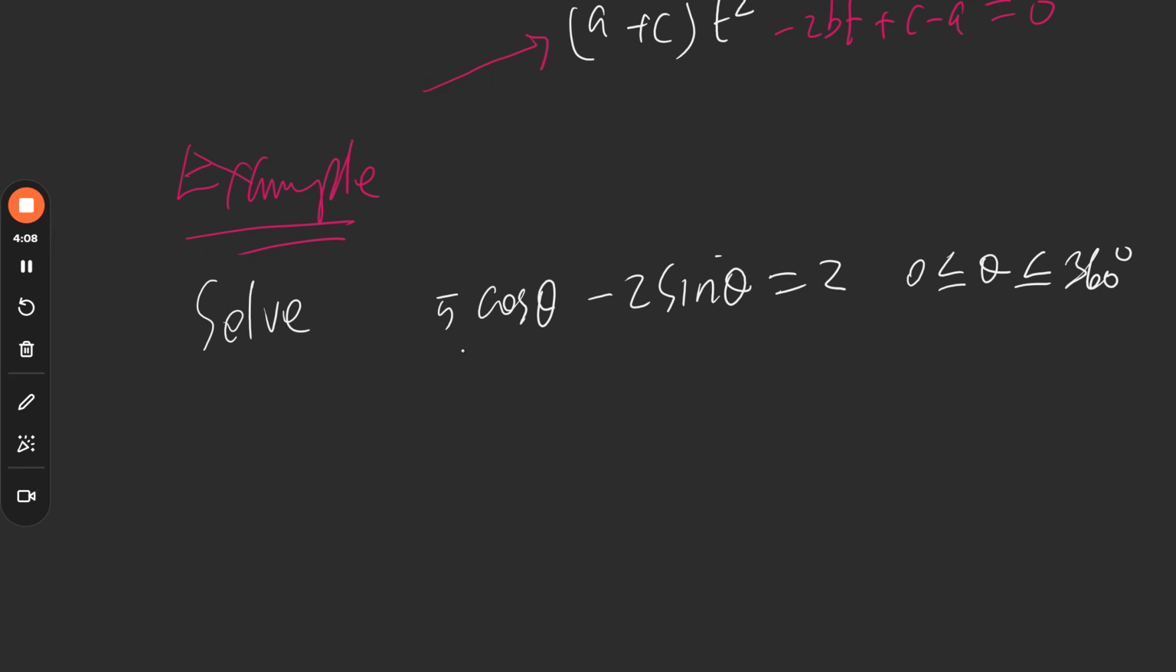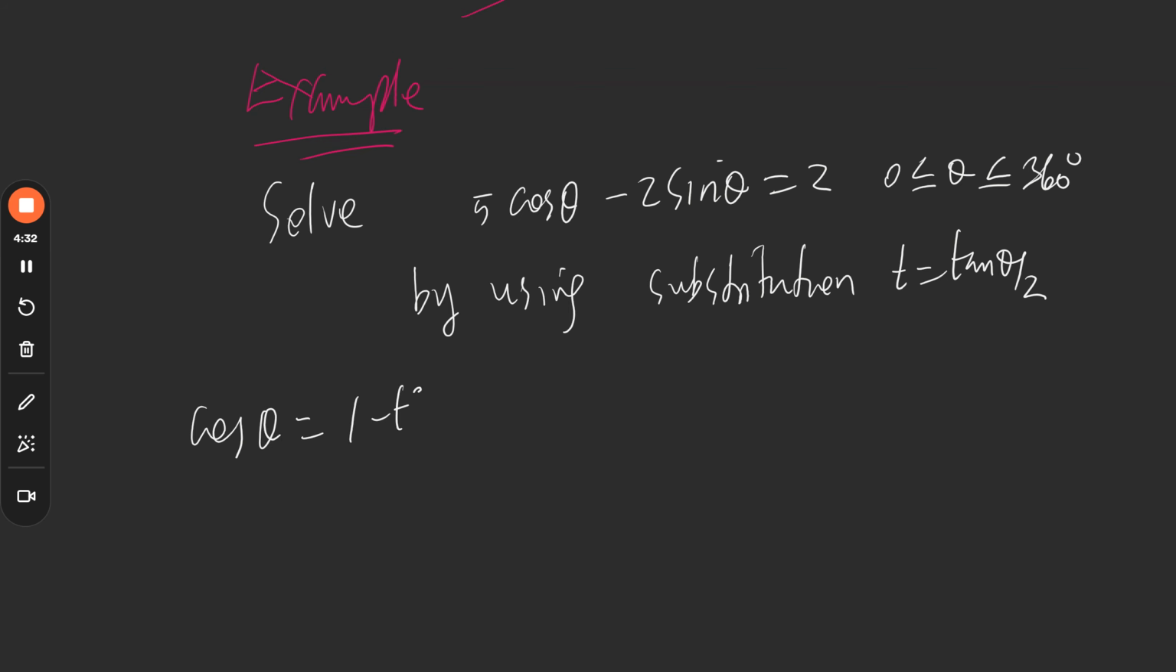We'll be saying, by using substitution, t equals tan theta over 2. So remember the t formula for cosine. We said that cosine theta is 1 minus t square over 1 plus t square, while sine theta will be 2t over 1 plus t square.